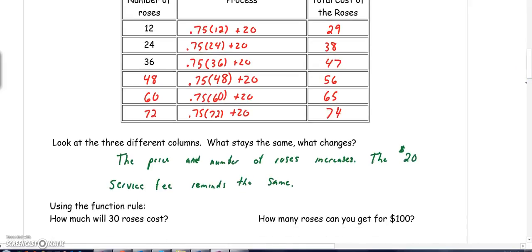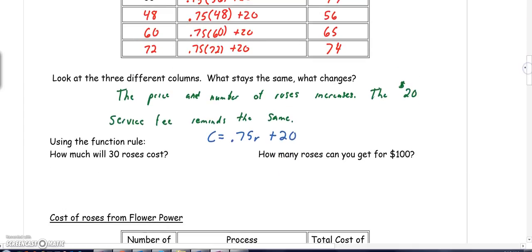So remember that we made a function rule earlier. We said that our cost is equal to 0.75 times each rose plus $20. So we can use a function rule to figure out how much roses are going to cost or how much we can get for a certain amount of money. So if I get 30 roses, I'm going to put that in for R. So I have 0.75 times 30 plus $20.